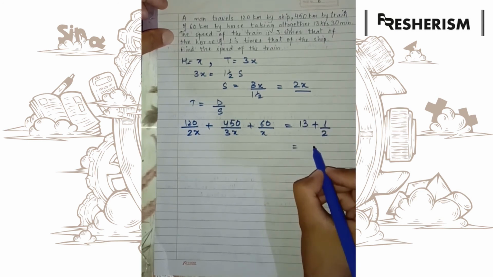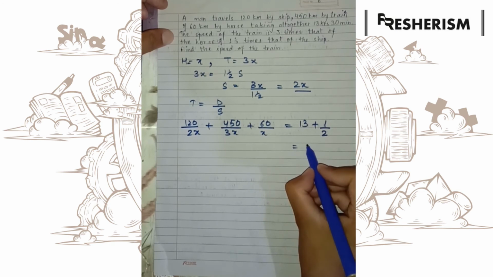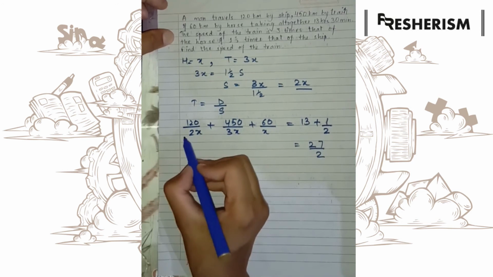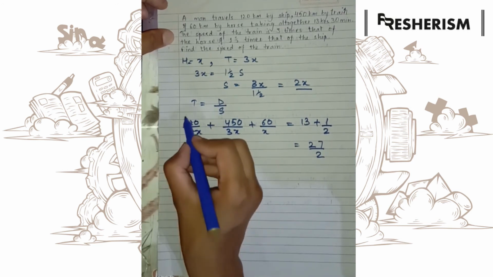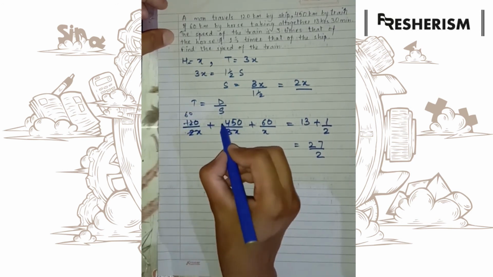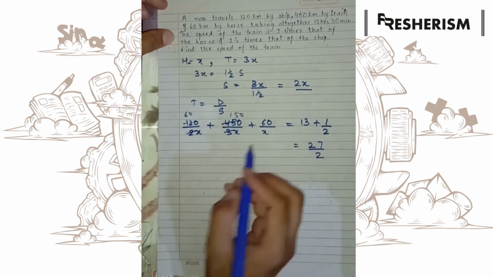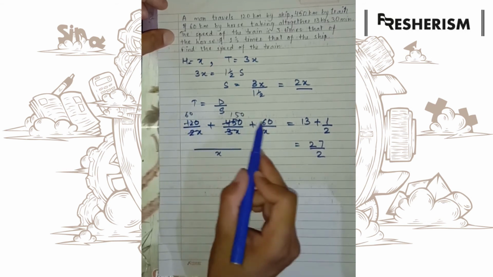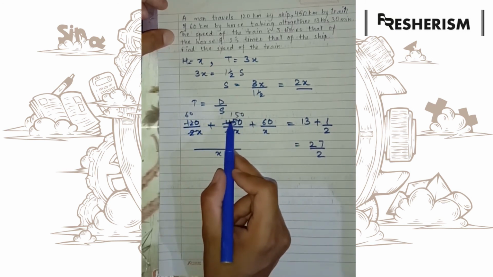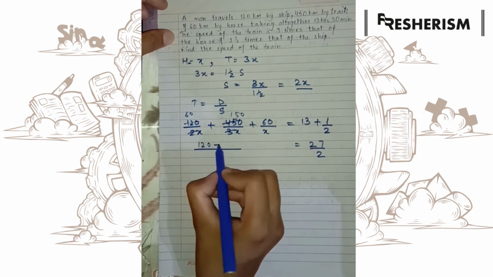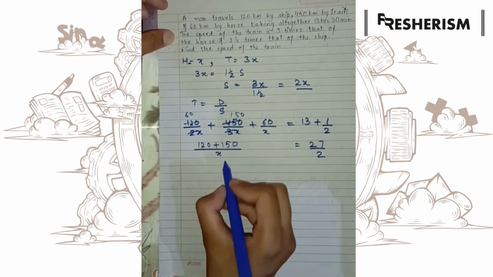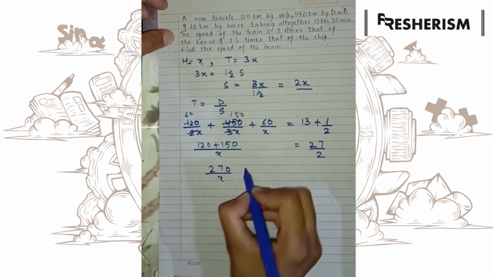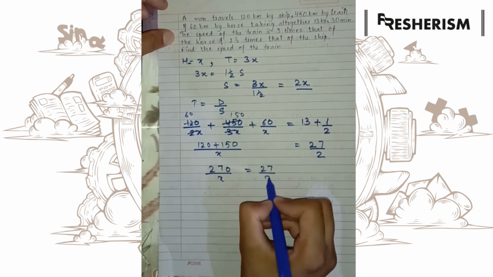So when taking the LCM, it will become 13 twos are 26 plus 1, 27 divided by 2. And here we will cut them. So 120 divided by 2 will become 60, and 450 divided by 3 will become 150, and the other is the same. And we get the common denominator x over here. 60 plus 60 is 120 and 120 plus 150 is 270. So 270 divided by x is equal to 27 by 2.